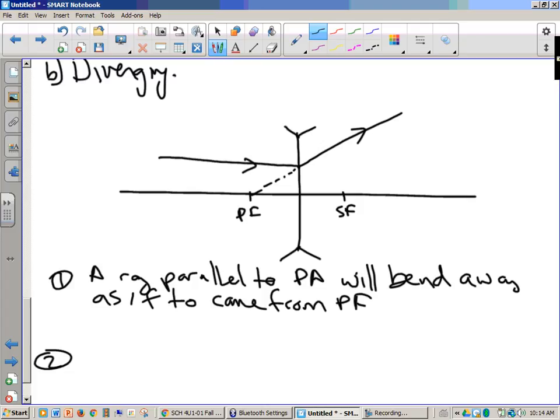Rule number 2, and this is kind of a goofy one, and I'm going to start it from the bottom side this time. A ray that appears to go through SF, so it's kind of heading towards that SF. And this is a tricky one, and I never use this rule, but I am going to write it down. It comes out parallel. And I never use that rule because we don't ever have to use it, but it is a rule. You could use it to find the image, but it's really a pain.